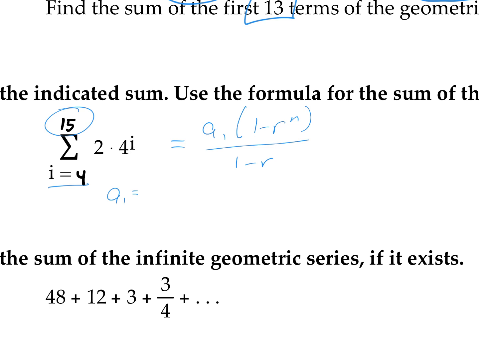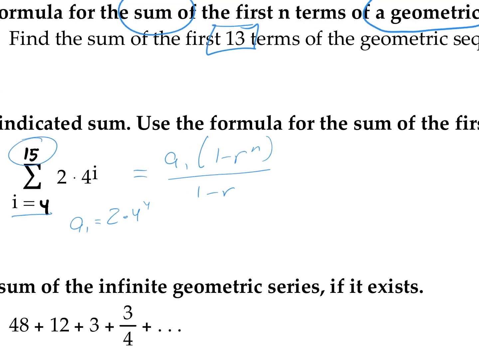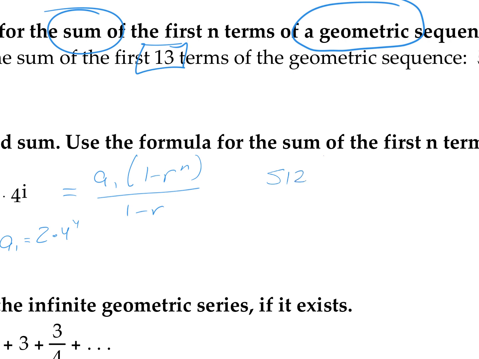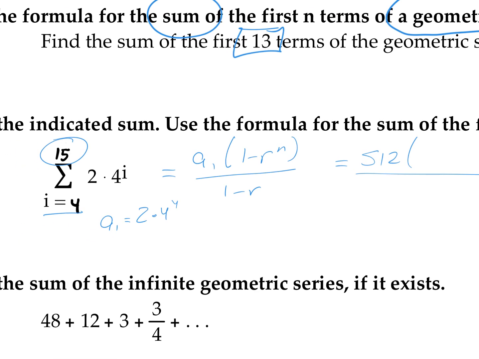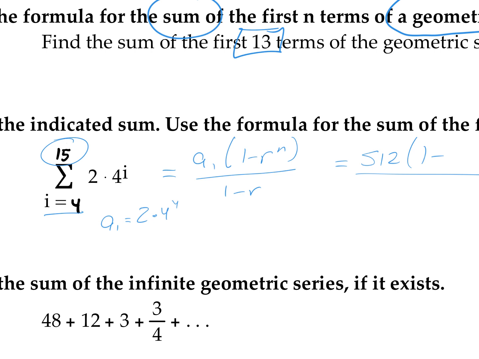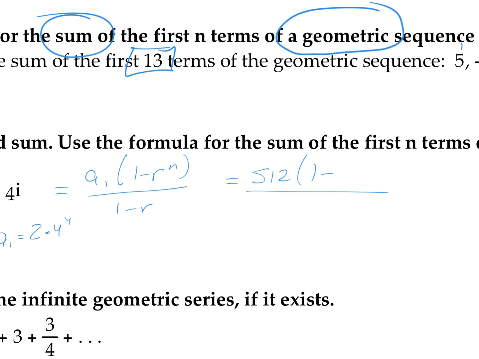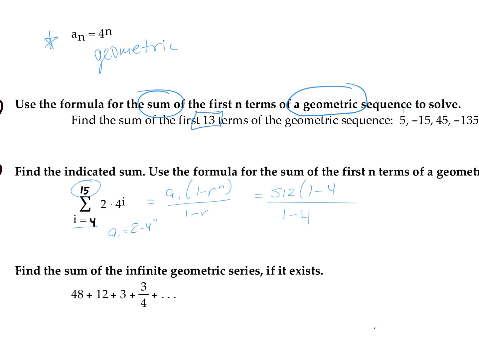What are you plugging in? 4. So it would be 2 times 4 to the 4th. What's 4 to the 4th power? 256 times 2. So you'd have 512. And then 1 minus r. Well, what's your r? What's the common ratio? It is 4. Good. So on the bottom here I have 1 minus 4. Now, how do you figure out what the n is? Top minus bottom plus 1. So what's 15 minus 4? 11 plus 1 is 12.